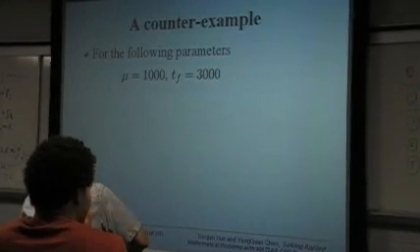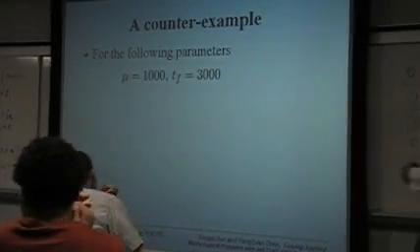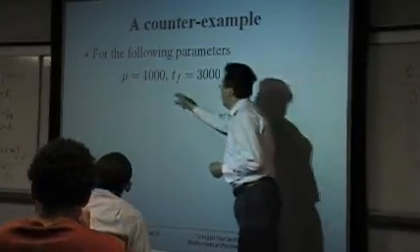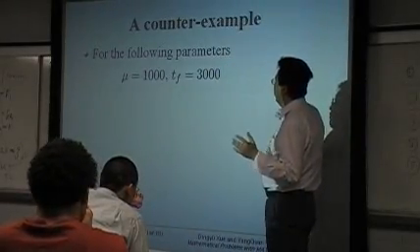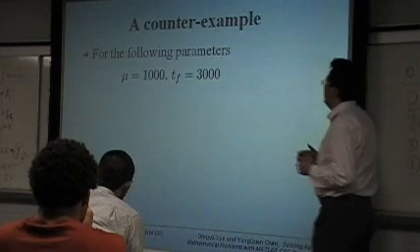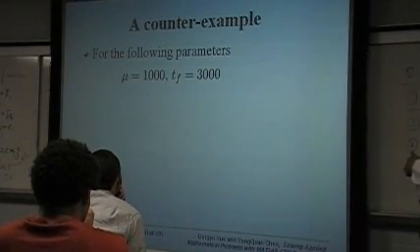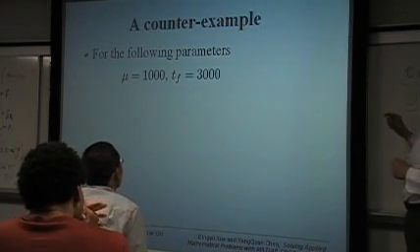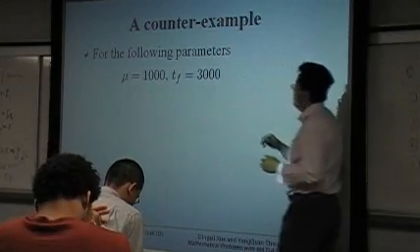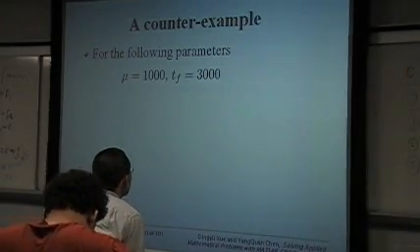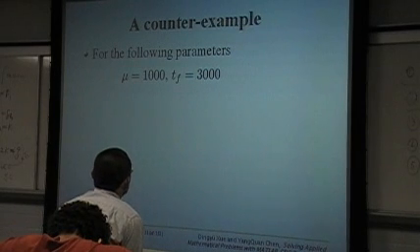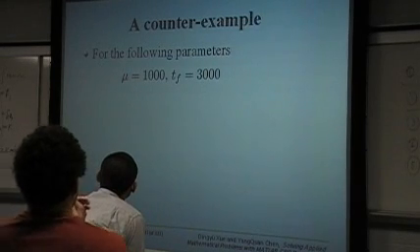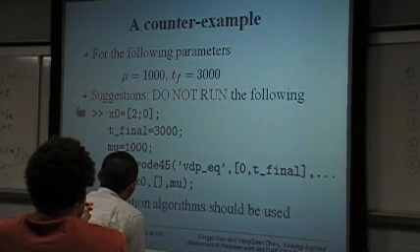And there is a counterexample in this case. If we select a very large value of mu, for instance mu equal to 1,000, and you select a very long simulation period, then the problem cannot be solved because there are some numerical issues which prevent you from performing this kind of task. This kind of equation is actually referred to as the stiff differential equation, and I will explain it to you later. So do not run the code like this.